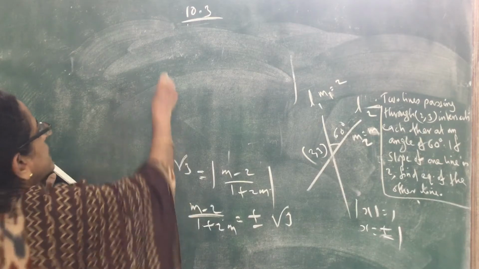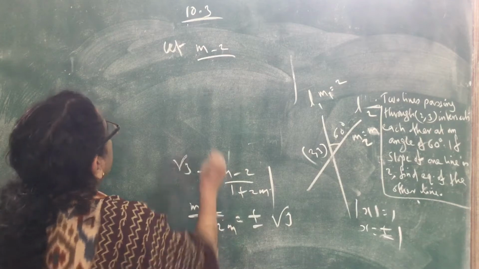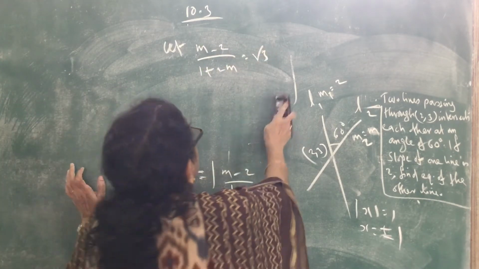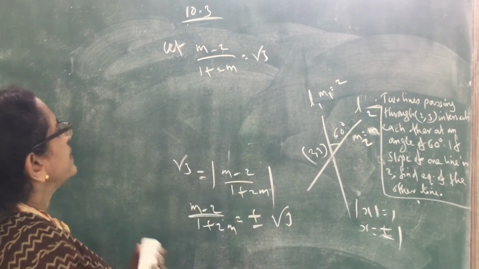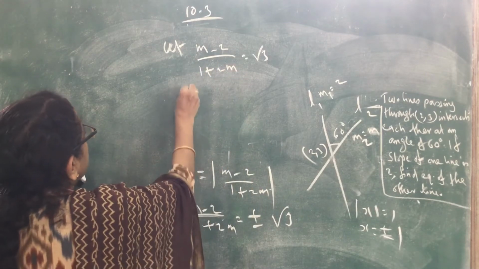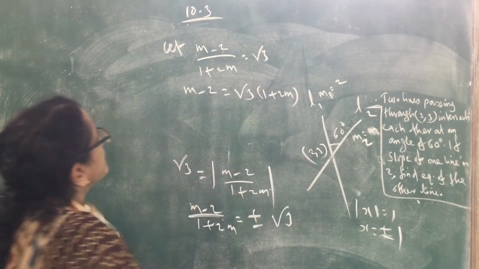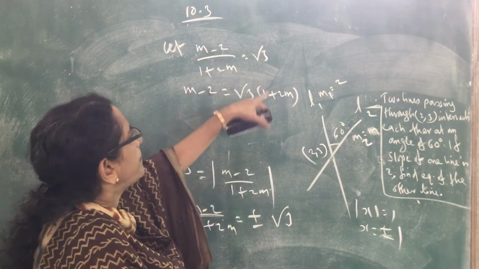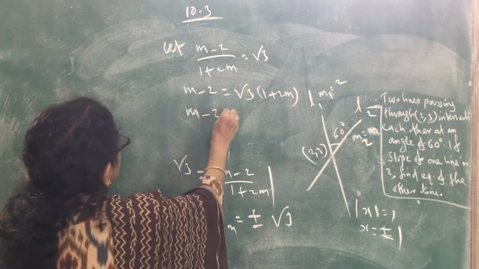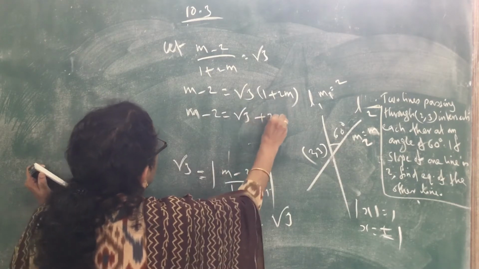So let (m minus 2) divided by (1 plus 2m) equal positive root 3, and we will find the slope of the second line m. So here, cross multiplying, m minus 2 equals root 3 into (1 plus 2m). That is, m minus 2 equals root 3 into 1, root 3, plus root 3 into 2m, 2 root 3 m.